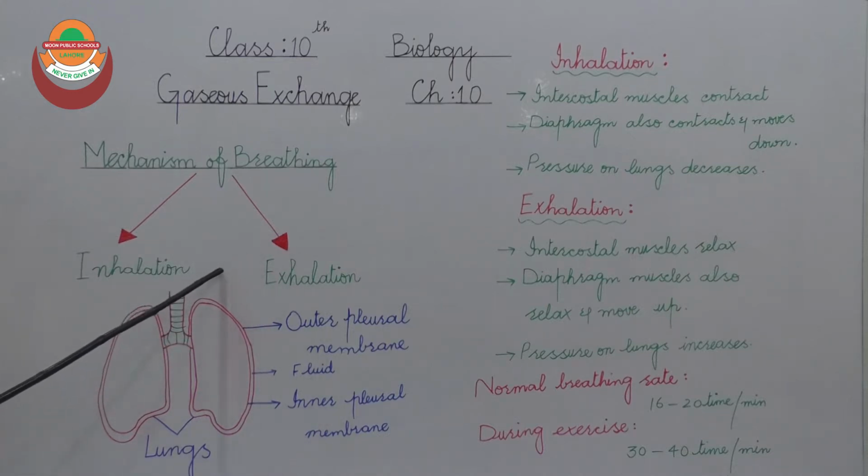Before we start this lecture, I want you to fully understand the structure of the lungs. There is a pair of lungs in our chest cavity. Our lungs are surrounded by our rib cage. There are 12 pairs of ribs in our body. The muscles of the ribs are called intercostal muscles. There is one more muscle which plays a very crucial role in the mechanism of breathing, and that is the diaphragm muscle. The diaphragm lies below the lungs.